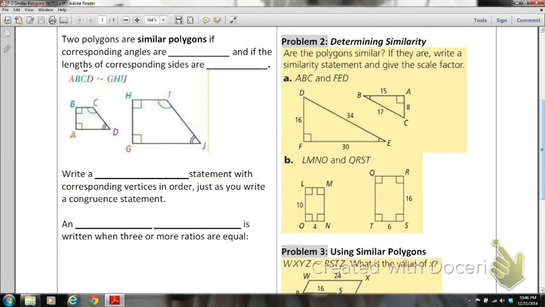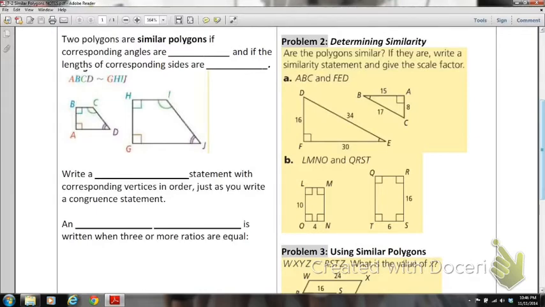In problem 2, you're asked, are the polygons similar? And if they are, write a similarity statement and give the scale factor. So here are the two triangles, ABC and FED. So the question is, are they similar? To do this, you're going to have to compare the lengths of the sides and see if they are equal ratios. So let's look at the comparable sides.